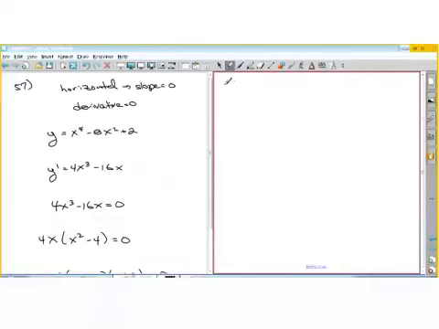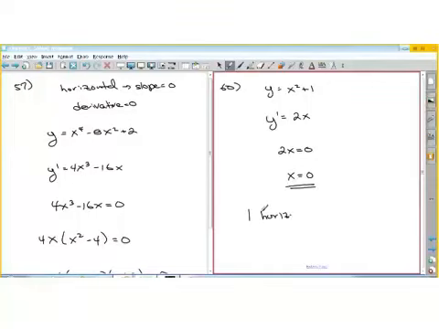So likewise, problem number 60, we have y equals x squared plus 1. So we take the derivative, you get 2x. Set that equal to 0, 2x equals 0, x equals 0 is the solution. So you have one horizontal tangent line, and that's at x equals 0.